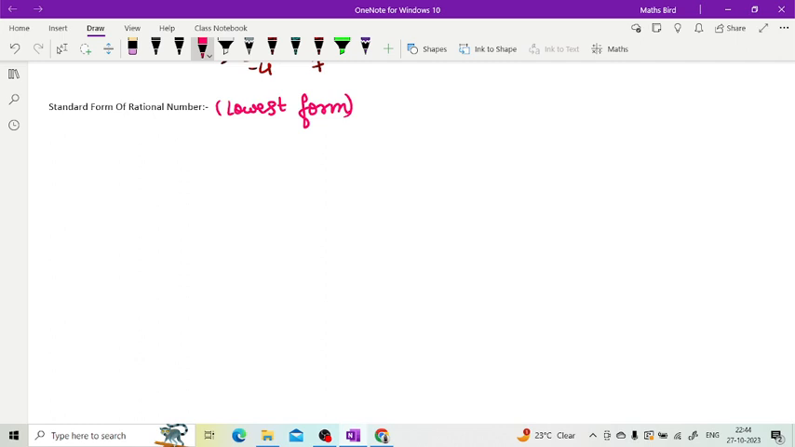Why are we saying lowest form? Let's see. Firstly, I am taking one rational number. Suppose I am taking minus 110 upon 121, right? This is a rational number. So what will be the standard form of this rational number? How will we find it?